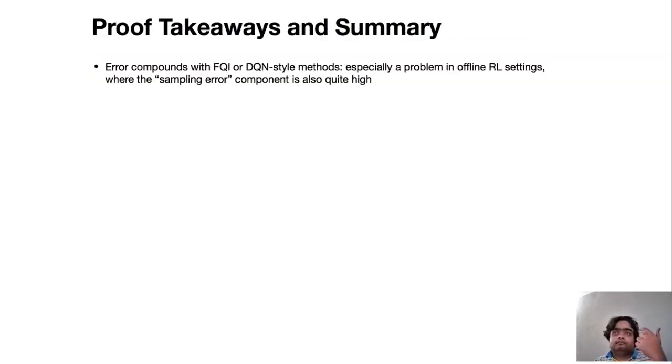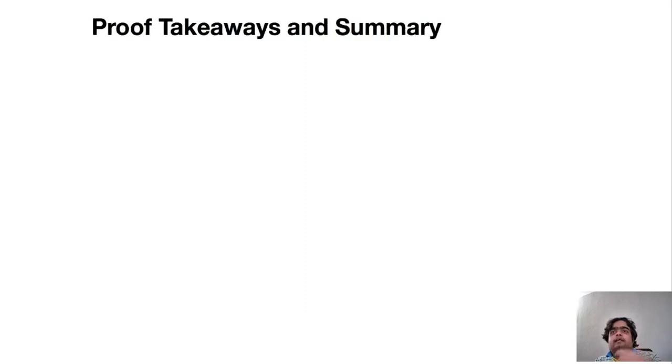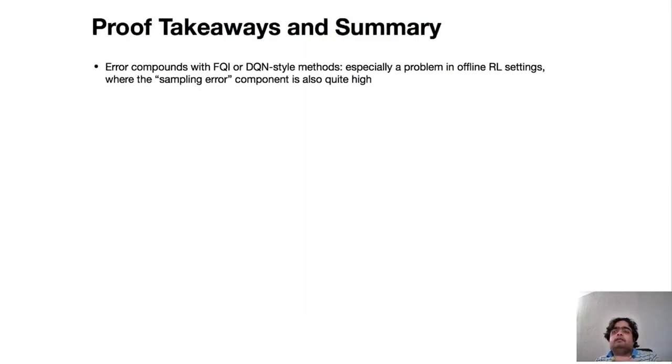If that's the case, then the actual Bellman error is high, and because of this actual Bellman error being high, you will pay a price due to the error compounding, because you are using this and multiplying this by 1 over 1 minus gamma.